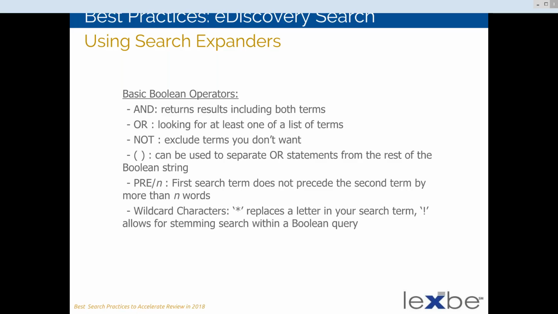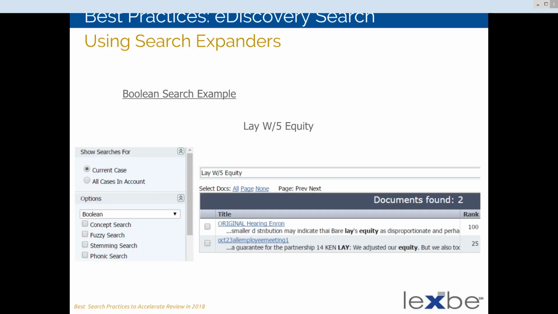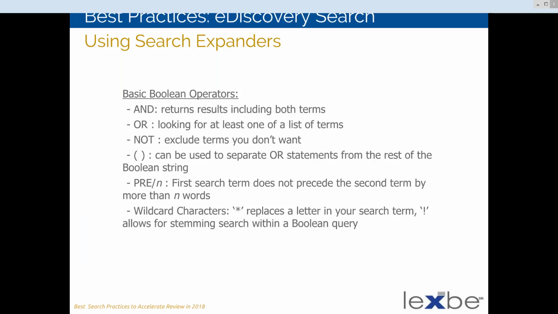So obviously, AND is going to return results including both terms. Apple AND banana will give you documents that have the words apple and banana in them. OR is going to give you at least one of the terms: apple OR banana will return all documents mentioning either of those. The NOT will exclude terms you don't want.